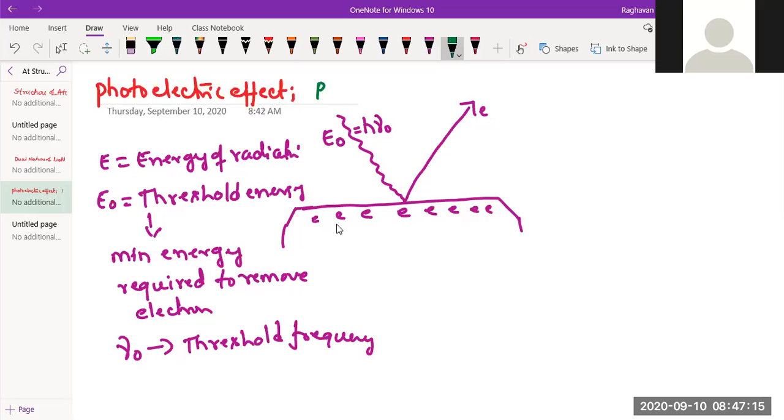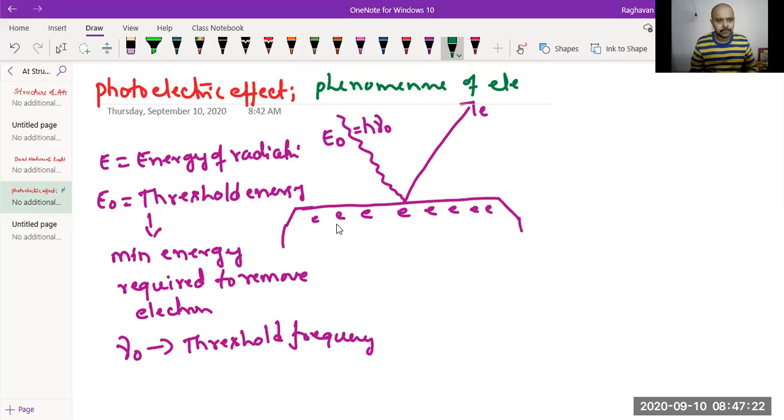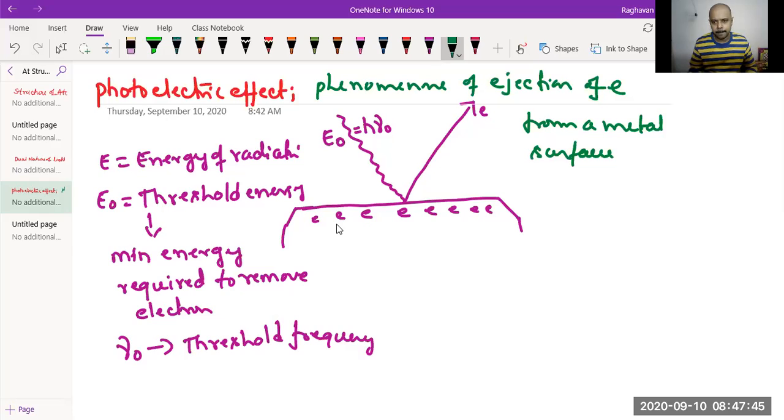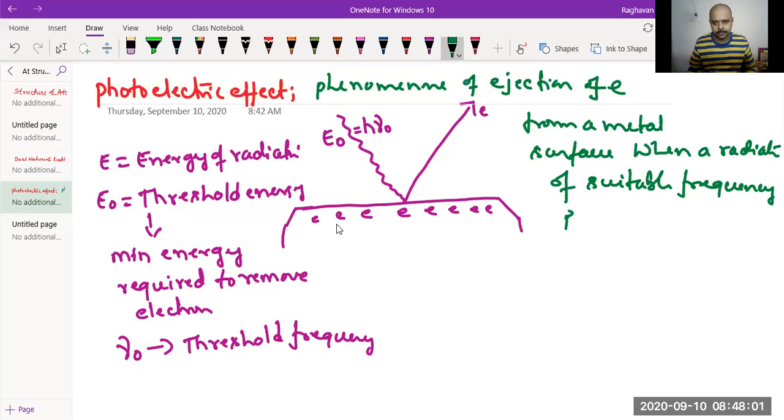Repeat: the phenomenon of ejection of electron from a metal surface when a radiation of suitable frequency incidents on it. Okay, that is what the photoelectric effect is.